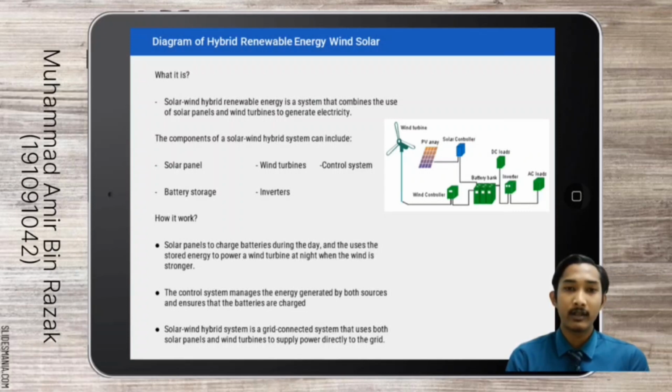The solar-wind hybrid system is a self-contained system that charges batteries using solar panels during the day and then utilizes the stored energy to power a wind turbine at night when the wind is greater. The control system regulates the energy generated by both sources, ensuring that the batteries are charged during the day and the wind turbine is used to generate electricity at night.